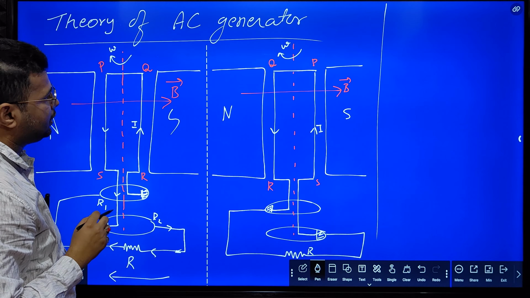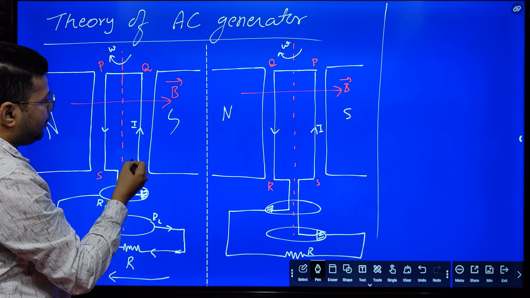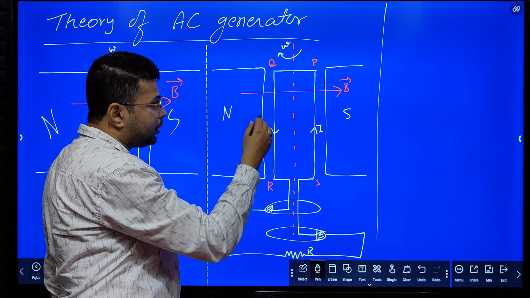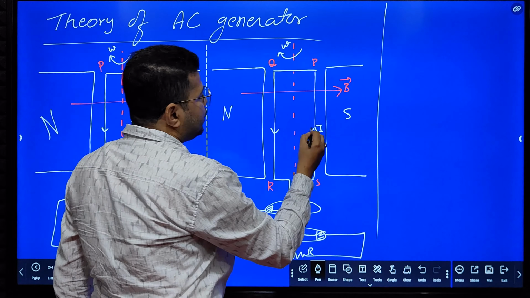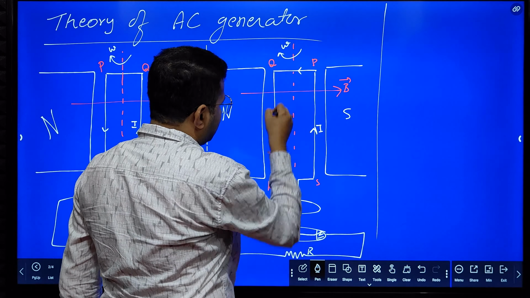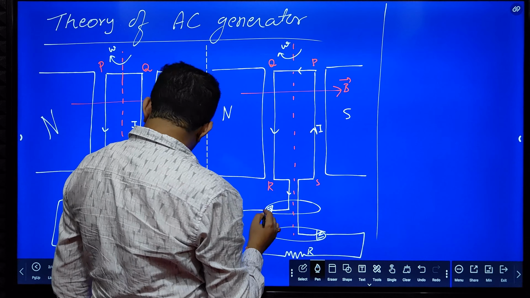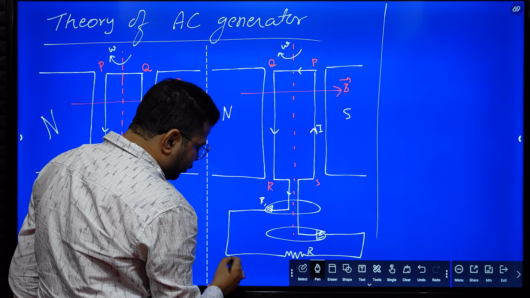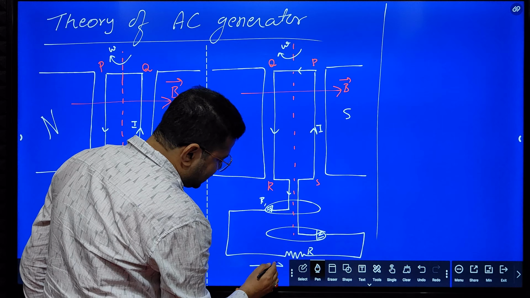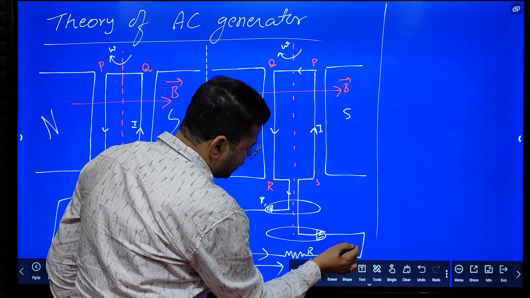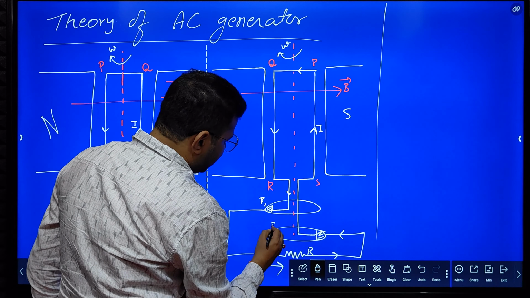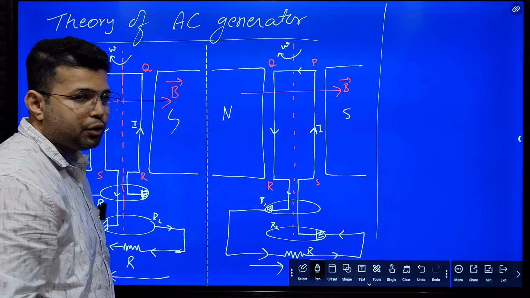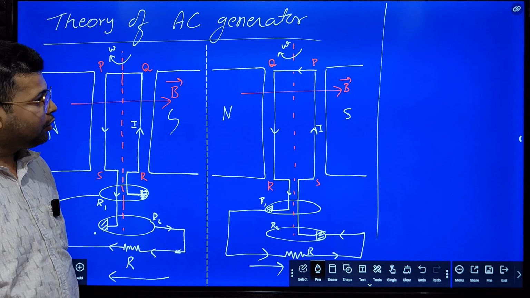Initially, in QR, current was going up. After half rotation in QR, current is coming down. This current comes here, goes to ring 1. From ring 1, it will flow through the resistor in this direction. Then it will come to R2, and it will come here. The circuit is completed. Okay, now what is happening?